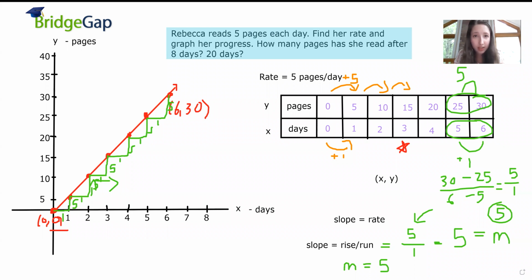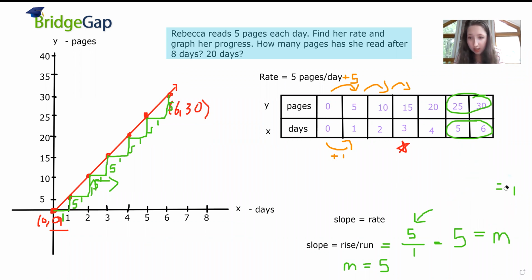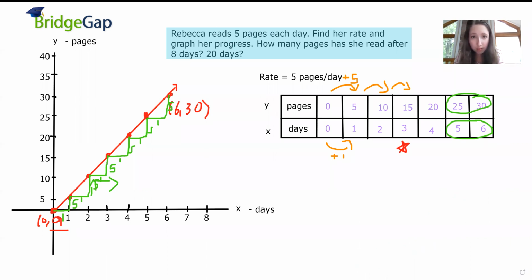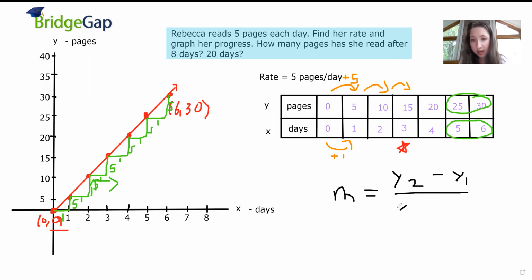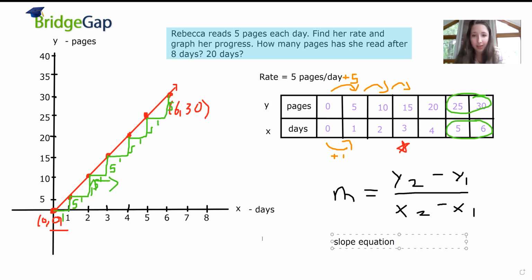Now this translates another way to a more general equation. Looking at what we just did, you can also say that the slope, m, is equal to y2, the bigger y, minus y1, right? That's what we did here. We did 30 minus 25 over x2 minus x1. And that is called our slope equation. And we'll come back to that later when we do another example.